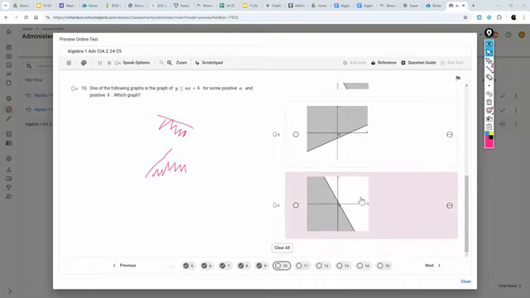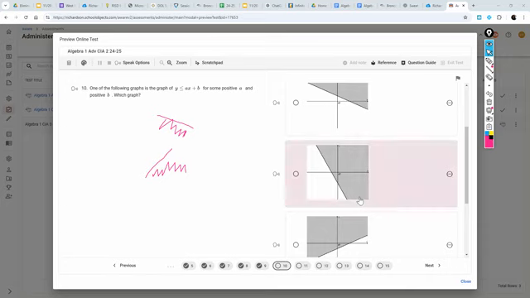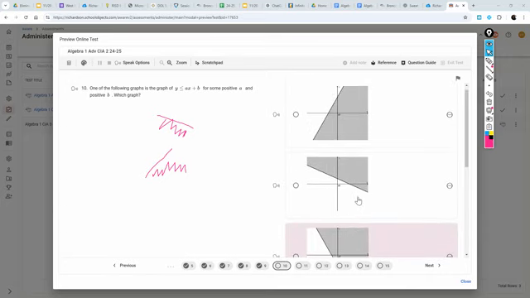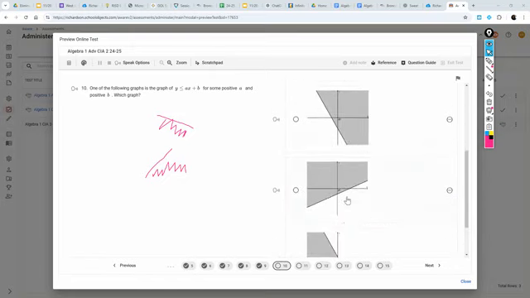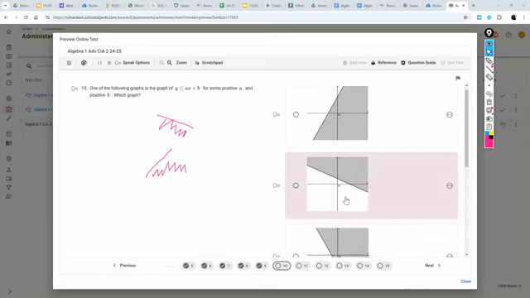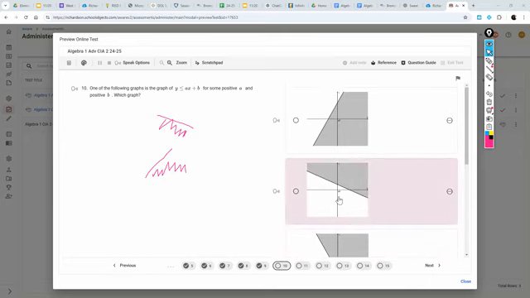Is there more than one? Can we pick more than one? One of the graphs, y is less than or equal to, for some positive a and positive b. So it has to be a positive a and a positive b. So it has to be a positive slope. This is a dumb question, but you know what? I didn't make it, so I can't be mad.